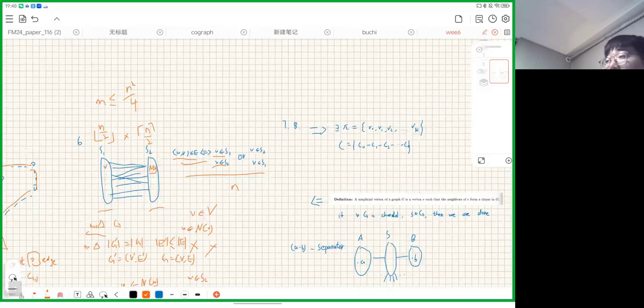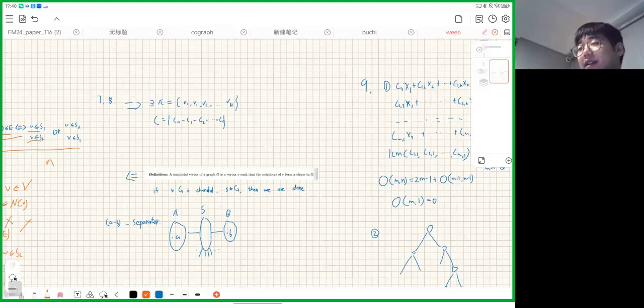Okay. Let's go to the next question. For questions 7 and 8, we will do them together. First, let's prove that if there exists a perfect elimination, then there must be no cycle with length more than 4 but with no chord. And we can prove this by contradiction.